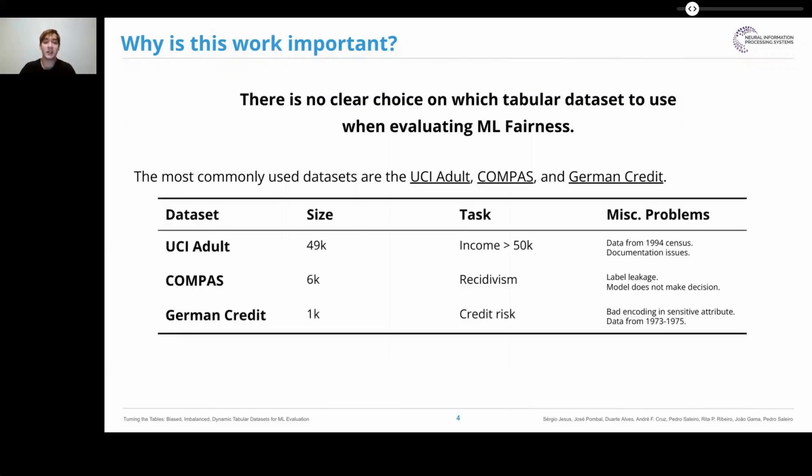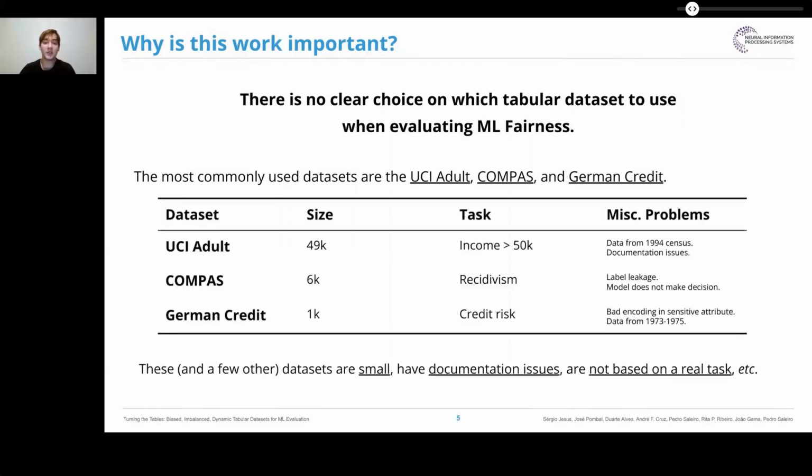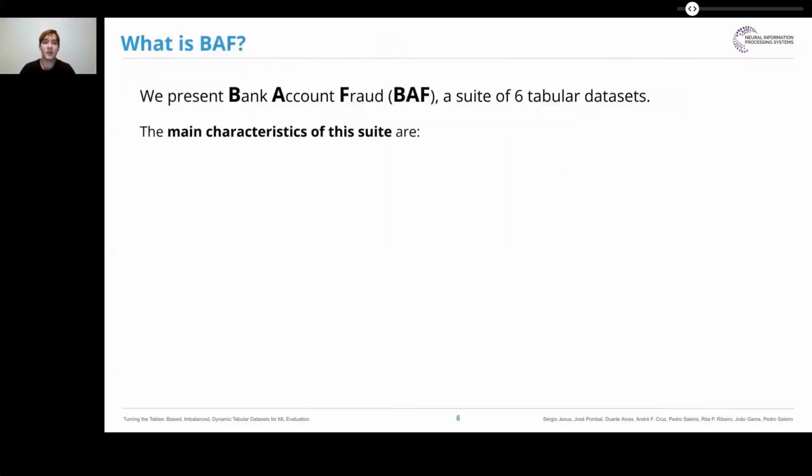They have some shared issues, one being their size. They have documentation issues, and in the case of the UCI Adult dataset, it's not based on a real task. To counteract this, we present the Bank Account Fraud suite of tabular datasets.